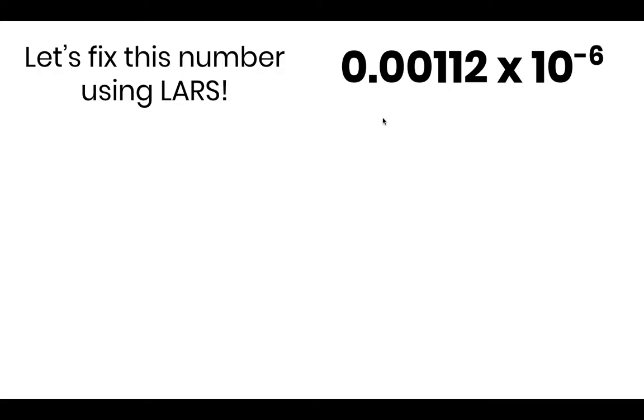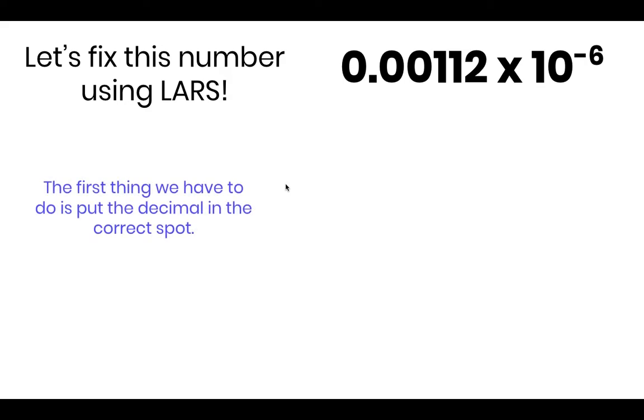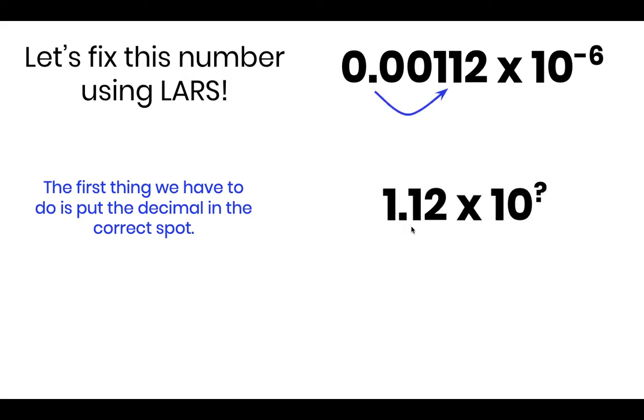All right, we have 0.00112 times 10 to the negative 6. First step, we need to move our decimal to the correct spot. Our decimal is going to move all the way to right here between the ones. So we're moving it to the right. 1, 2, 3 places. So right now our coefficient is 1.12 times 10 to something.